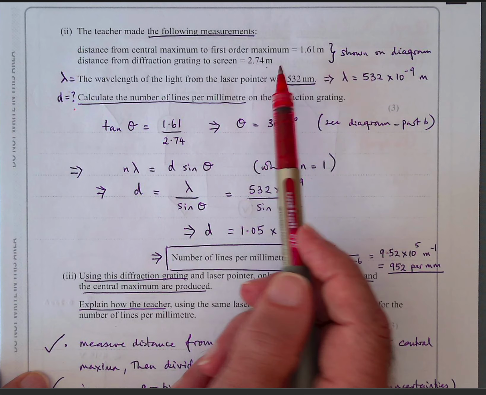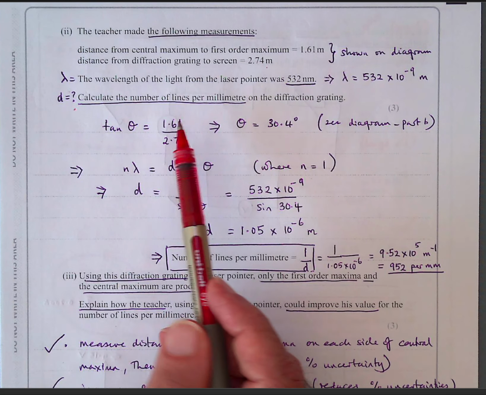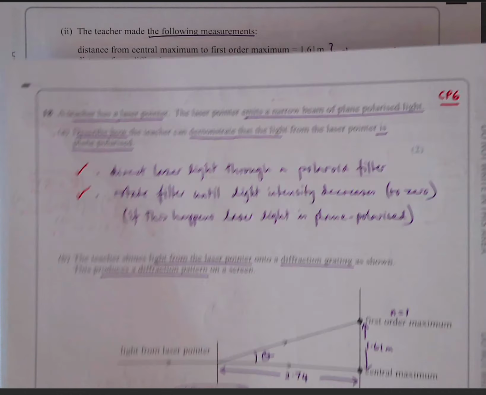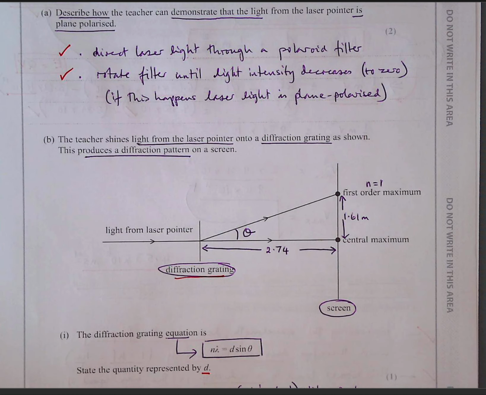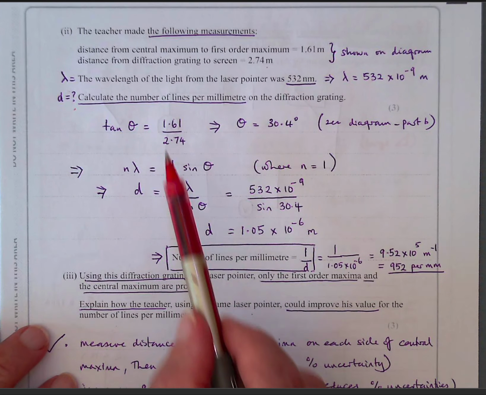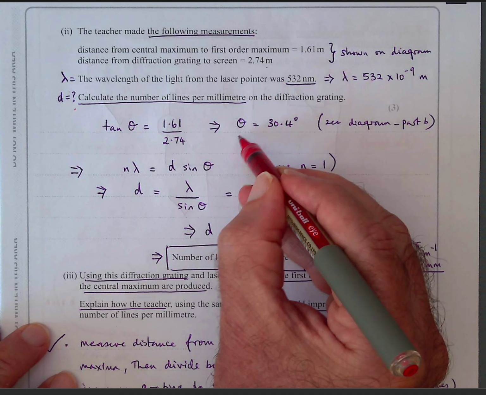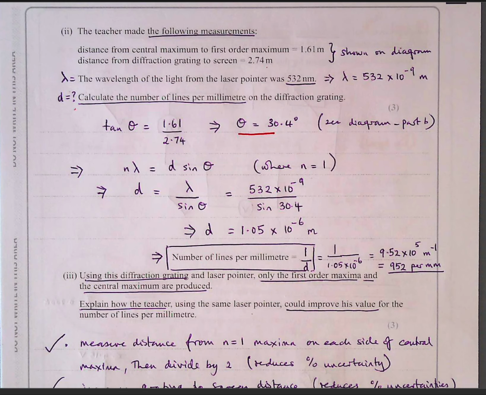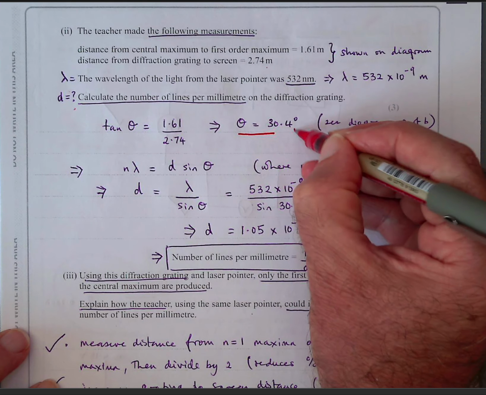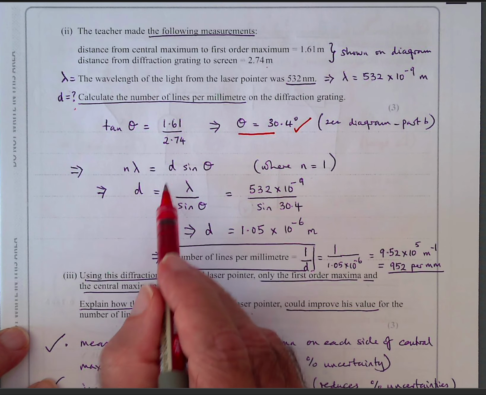So that allows you to work out the angle using tan, which is opposite over adjacent. If I bring the diagram back, you'll see tan theta is opposite over adjacent, so you can work out theta. Theta comes to 30.4 degrees. You'll probably get a mark for that. I'm just looking to see where they give the marks. Yes, you get 1 mark for the use of tan. Then we know n is 1.